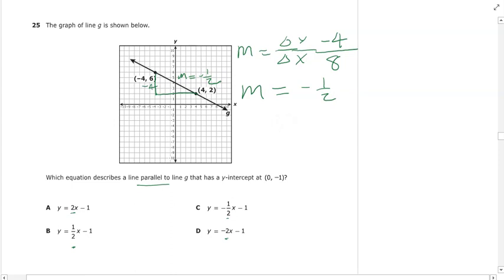So that means the slope of a parallel line has to be the same slope. I already know that this is it, and the y-intercept is at -1, just to check and make sure. So that part is correct as well. So it has to be C.